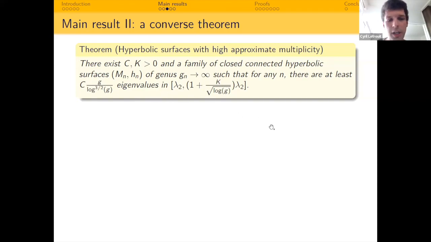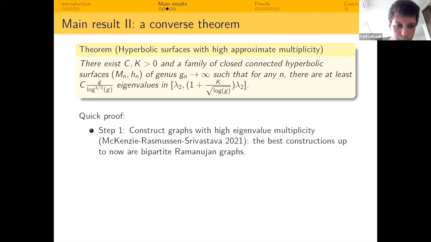You see, it doesn't prove exactly sharpness, but it's not far. And for this result, because it's my only slide on this converse theorem, I just mention in two lines how the proof works, because it's interesting: how do you construct surfaces with high multiplicity or high approximate multiplicity? The quick tip is the following. The first step is to construct graphs which have high eigenvalue multiplicity. This has been done by Mackenzie, Rasmussen, and Srivastava, in the paper I mentioned to Uzi Smilanski.